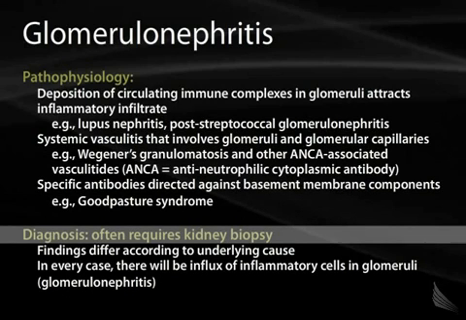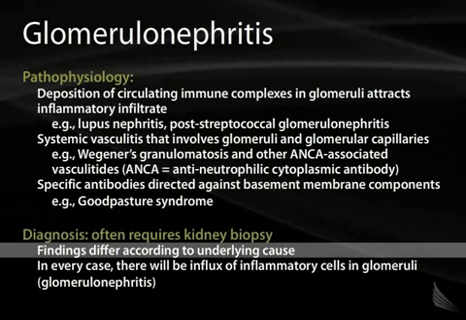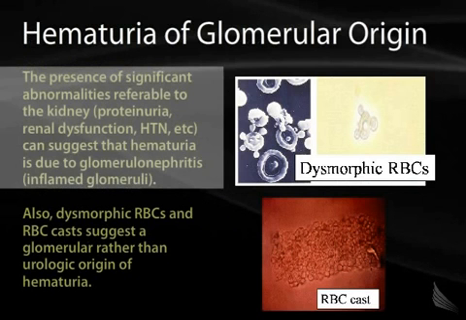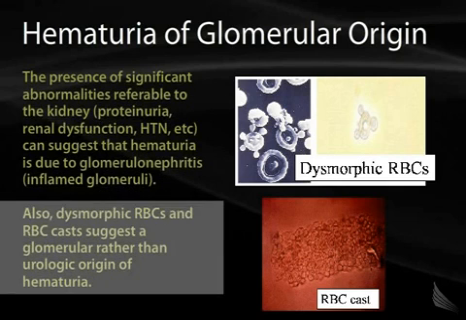The diagnosis of glomerulonephritis requires a kidney biopsy. The findings seen will depend on the underlying cause. However, the one common feature will be the presence of inflammatory cells in the glomeruli. In glomerulonephritis, we will often see hematuria of glomerular origin. Hematuria of glomerular origin is differentiated from hematuria from the lower urinary collecting tract by the presence of either dysmorphic red blood cells or red blood cell casts. These suggest the red blood cells have traveled through the glomerular capillaries or the renal tubules and thus appear different from intact red blood cells.